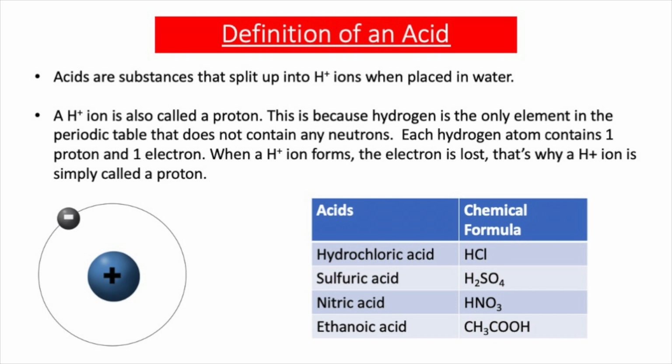Now, in our previous videos, we've learnt the chemical formula of some common acids. For example, hydrochloric acid is HCl, sulfuric acid is H2SO4, nitric acid is HNO3, and ethanoic acid is CH3COOH.